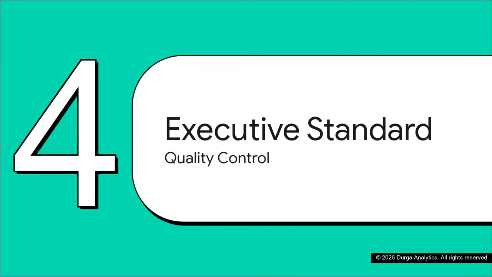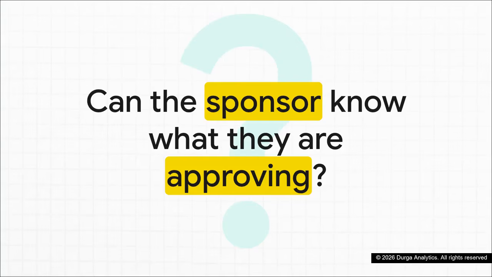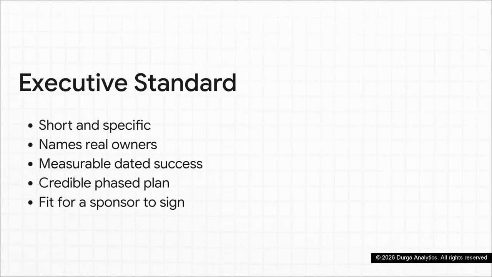Moving on to Section 4, the executive standard, quality control. Okay, before you ever put this in front of an executive, you must brutally apply what we call the sign-off test. I want you to put yourself in your sponsor's shoes for a second. Could they read each section and know exactly what they are approving? Who is accountable, and how success will be judged? If any section is vague, if people are unnamed, or goals are unmeasurable, you have to fix it before the meeting, not after a rejection. You've got to hold yourself strictly to the executive standard.